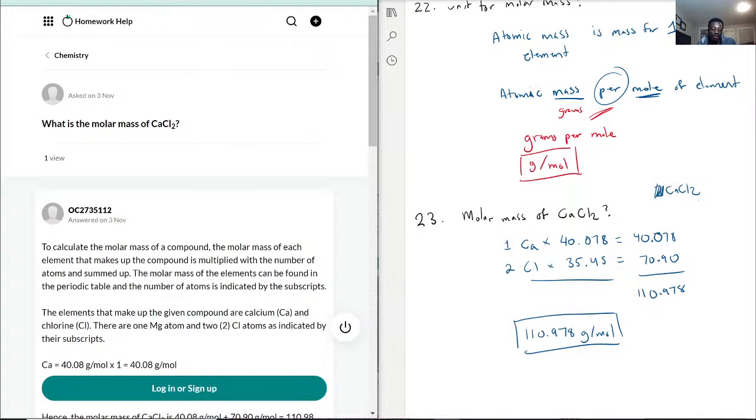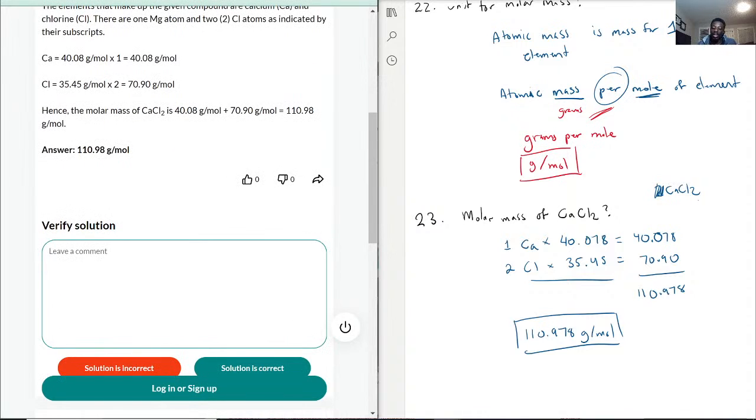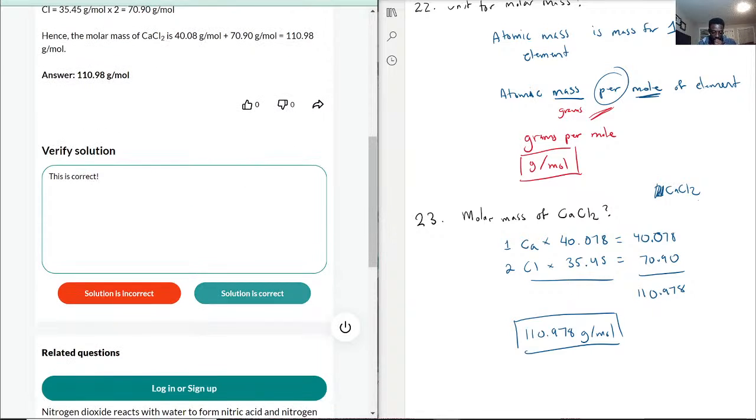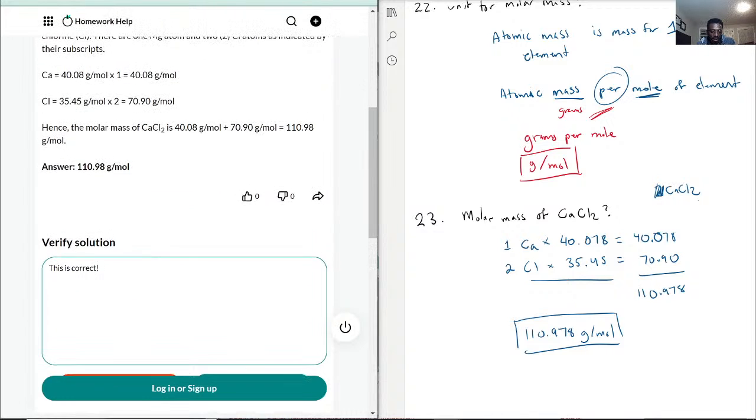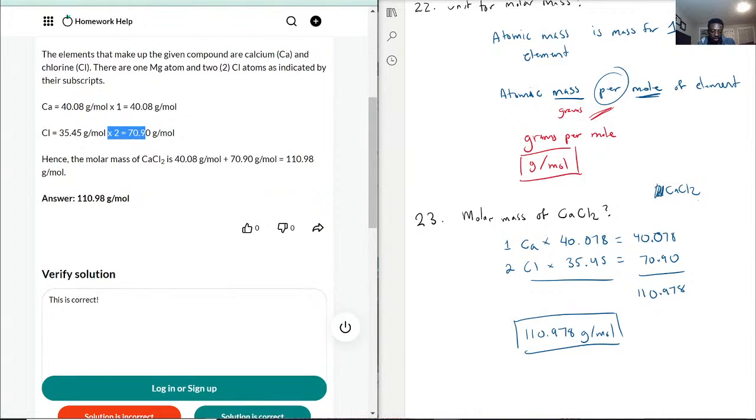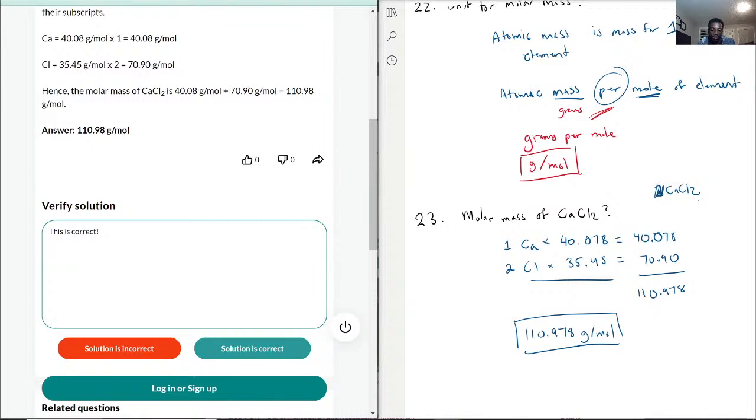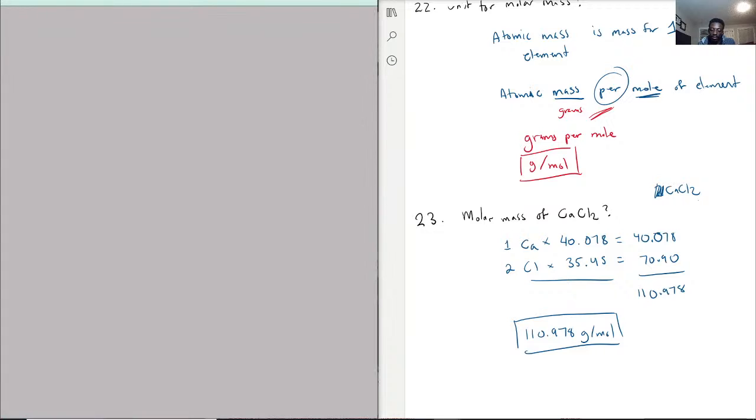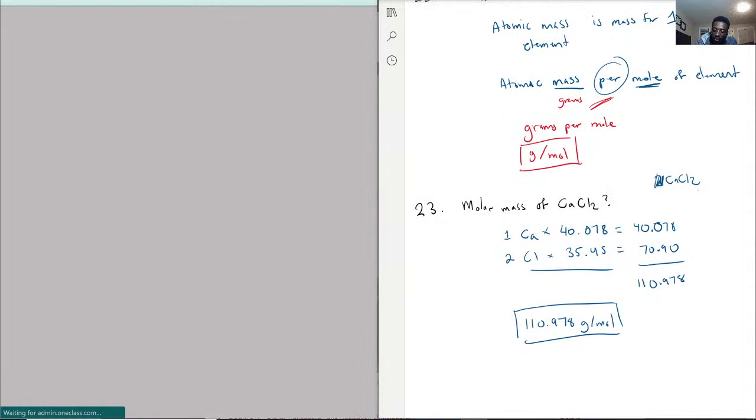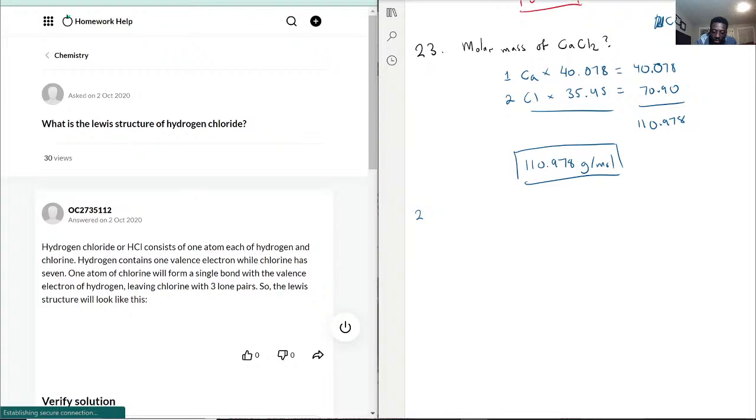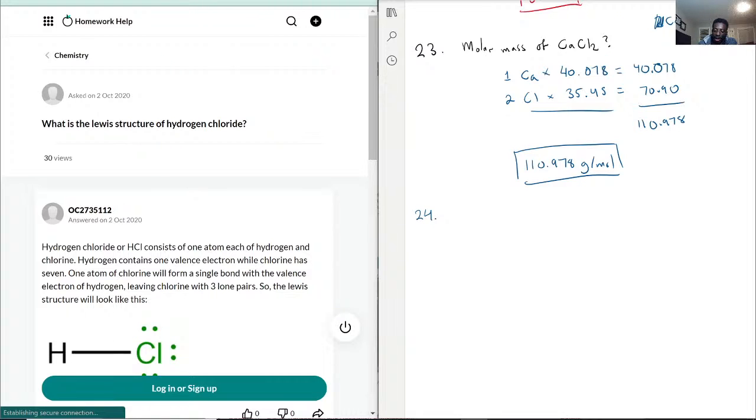You'll see when the prefix comes in. It's kind of like when you're trying to balance equations. That's when the prefix number comes in handy. So this is correct. Okay, just checking over it. They went through everything we did. Multiply that by 2, 1, and exactly, got a number that's close to ours. And now it's question 24. What is the Lewis structure of hydrogen chloride?